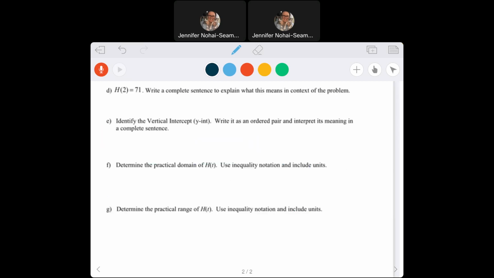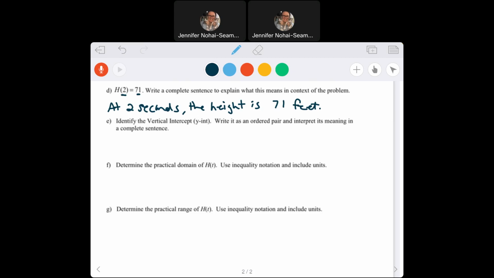All right, so let's move on to letter D. It says h of 2 equals 71. Write a complete sentence explaining what this means. All right, so the 2 was the t. Okay, the t is inside the parentheses. So that's 2 seconds. So at 2 seconds, and then the 71, the height. So the 71 is outside. The height is 71 feet. Right, so that's really all that it's asking there. Everything's already solved. It just wants you to interpret that coordinate.